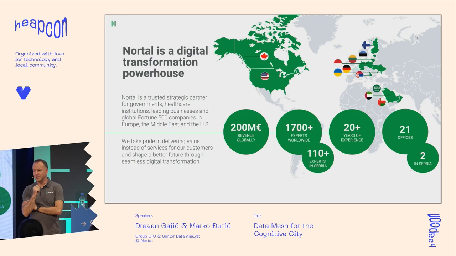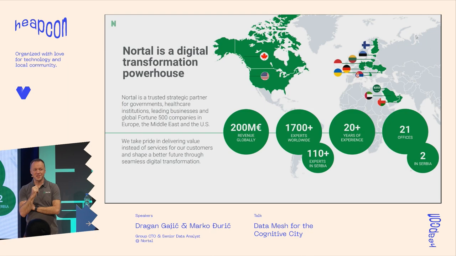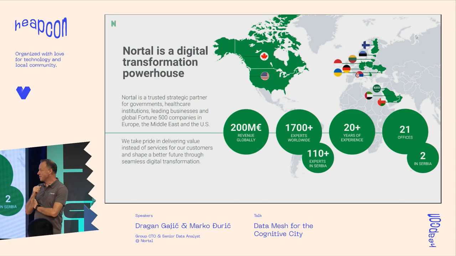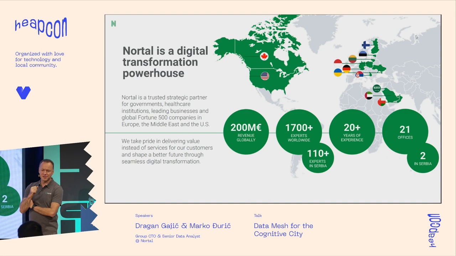We put just a couple of numbers because people like numbers. So this year will be close to 200 million of revenue. We have 1,700 people in more than 21 offices around the world. Two of them are in Serbia, in Belgrade, and in Novi Sad as of September, I think. And well, that's enough.